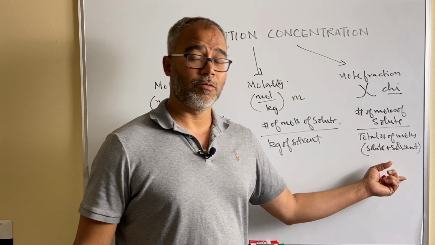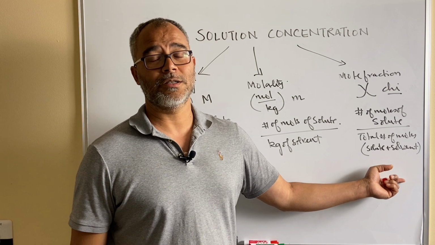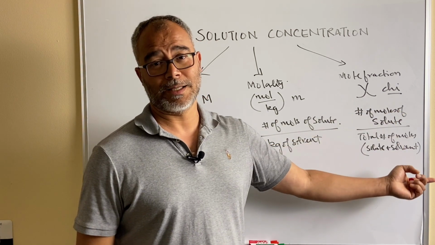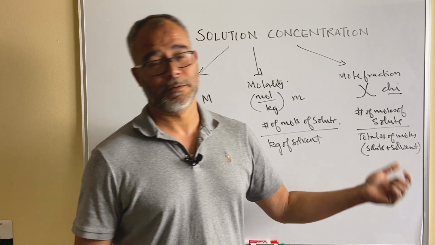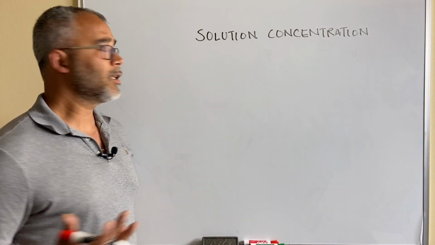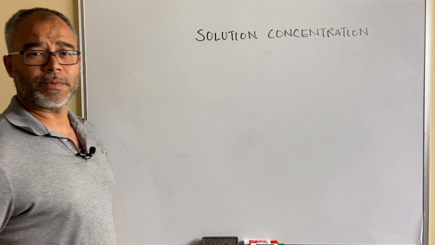There are no units to mole fraction because it's a fraction, so any unit on top is going to cancel any unit below, and so it's always going to be a number without a unit. Okay. To understand this a little better, let's take a look at some examples.